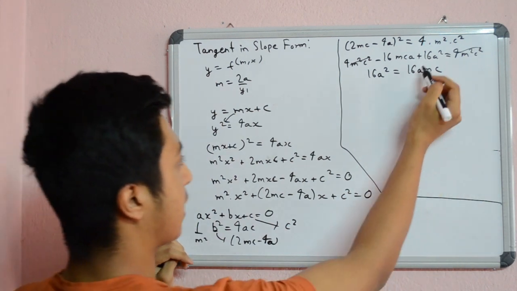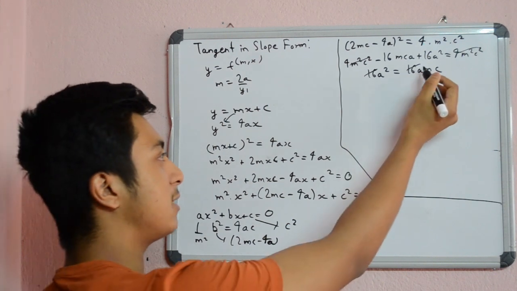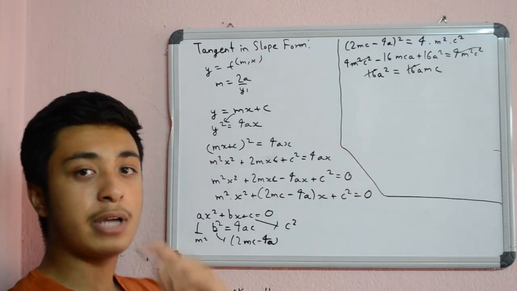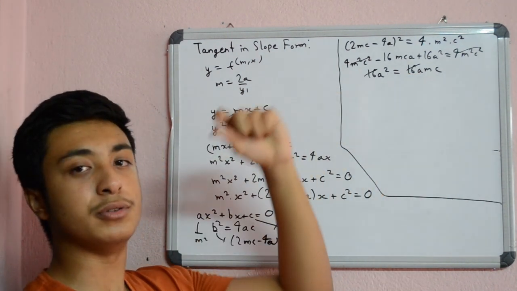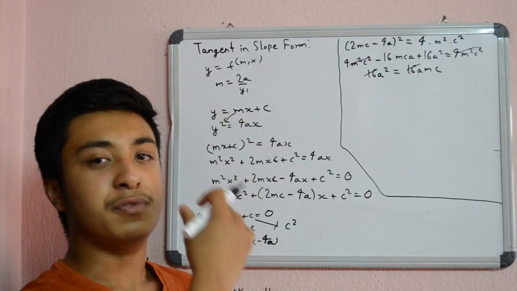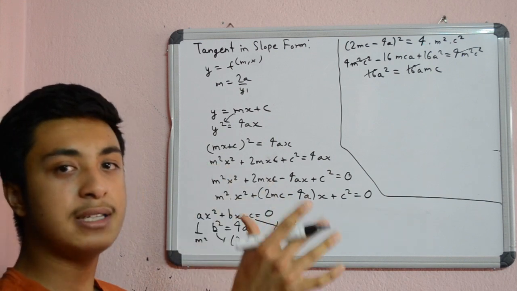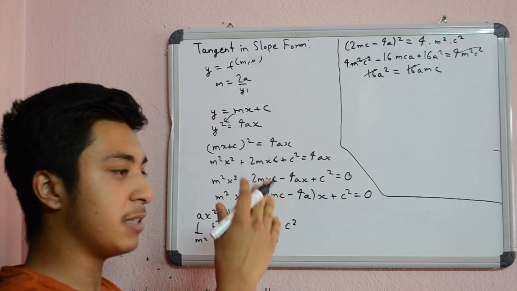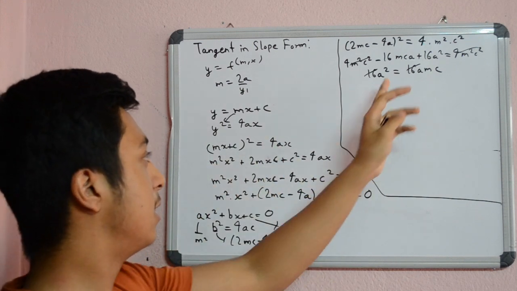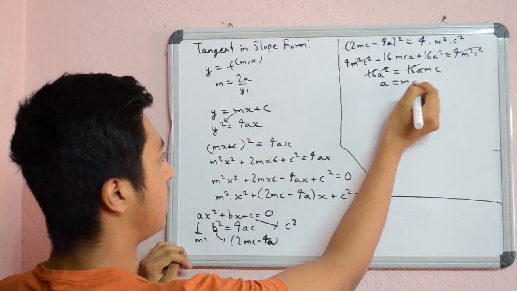And you can cancel the 16s right here, and you have to check, can you cancel a and a? Because you can only do that if a isn't equal to 0. But we know from the equation of the tangent y square equals 4ax, a cannot be equal to 0 because it is the focal length, and in a parabola there must be a definite focal length. So we can cancel these, and you'll have a equals mc.